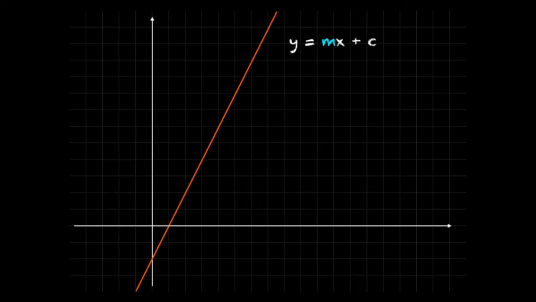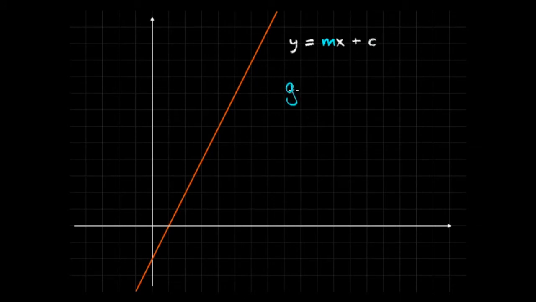Hey guys, what's up? As requested, this video is going to be about circles and straight line graphs. Let's begin with a quick recap of what we know about straight lines. The equation of a straight line is going to tell you the gradient and the y-intercept of the line. So m is the gradient and c is the y-intercept.